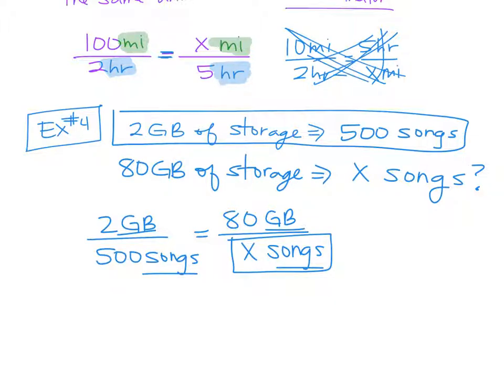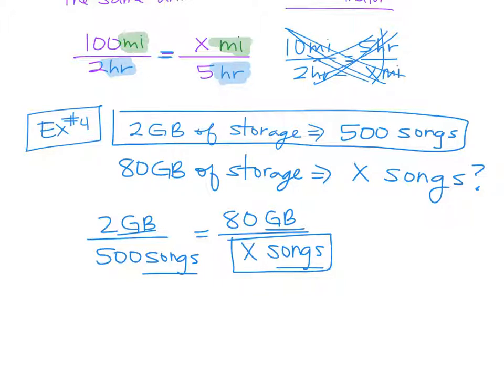Mm-hmm. How? Well, is the answer 20,000? Yes. Oh, well, this is what I did. This divided by that is 40. So that times 40 is 20,000.